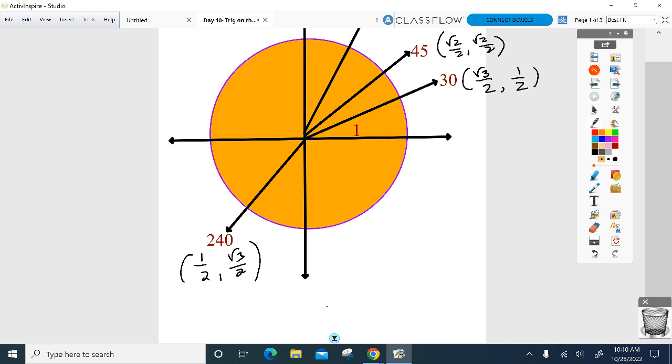The only thing you've got to do now is, I'm in the third quadrant, though. So what do I know about the x coordinates and the y coordinates in the third quadrant? They're both negative. That's where you've got to be.